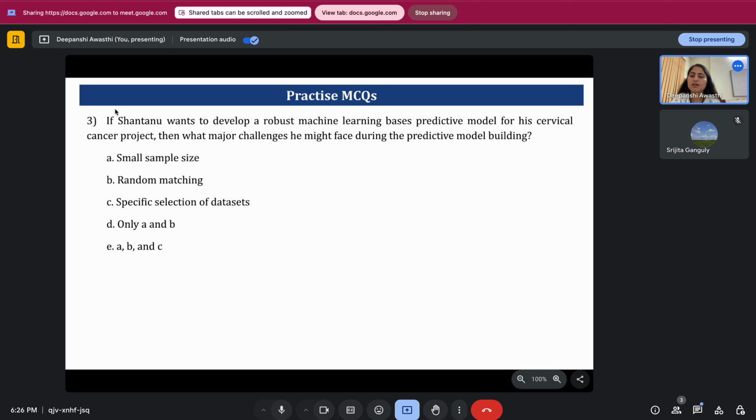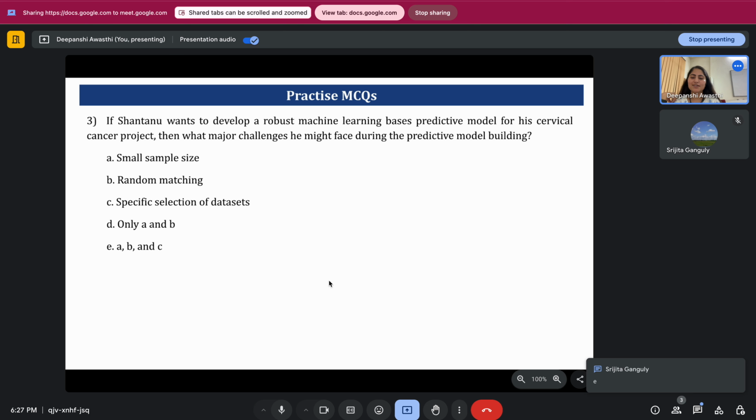Okay, so now the next question is, if Shantanu wants to develop a robust machine learning based predictive model for his cervical cancer project, then what major challenges might he face during the predictive model building? As we have seen in the previous literature also, they have done the predictive modeling. So option A is small sample size, option B is random matching, option C is specific selection of data sets, option D is only A and B, and option E is A, B, and C. So you have to tell what are the major challenges someone faces while designing models that do predictive analysis.